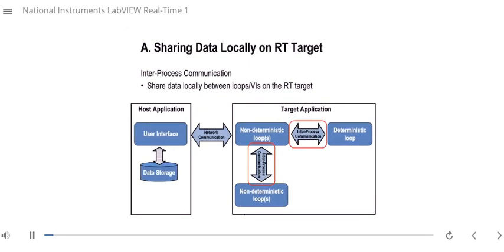So here we see a familiar picture. This is a graphic we've seen previously in the course that describes a real-time application along with the host application. So in this chapter, we're talking about inter-process communication. The communication that we're talking about is going to lie within the RT target. So notice we have non-deterministic loops on our target. We also have deterministic loops. And there's different ways to communicate between these different loops.